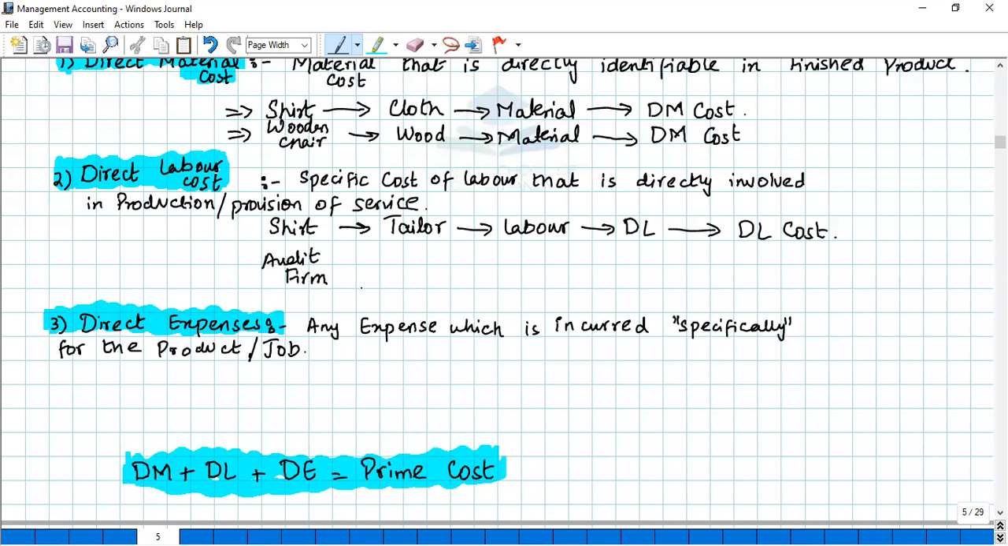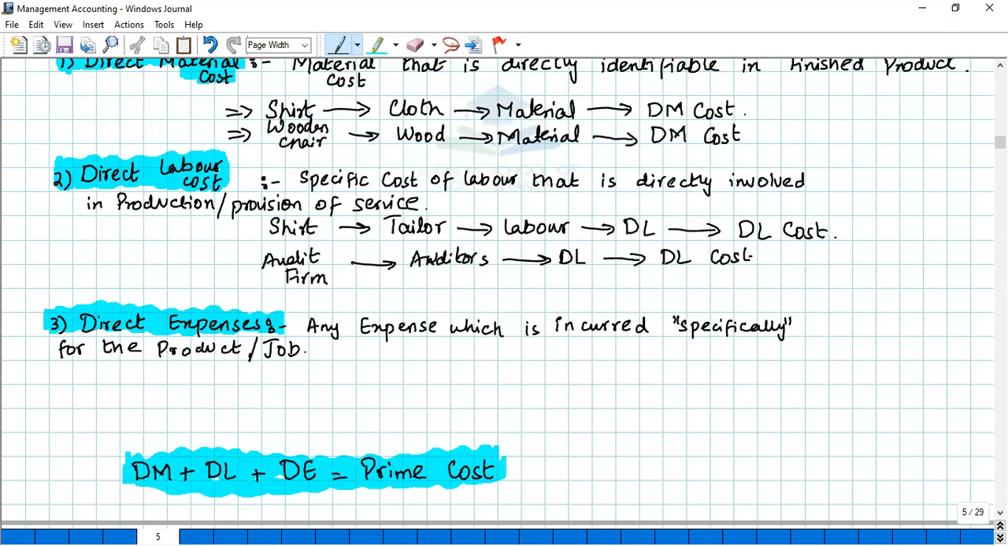Now, who is responsible for doing audit? The auditors team, right? The team of auditors. Auditors in an audit firm will be your direct labor, and the cost of that direct labor will be your direct labor cost. Okay. So if you are a manufacturing organization, then the persons responsible for production will be your direct labor, and their cost will be your direct labor cost. And if you are an audit firm, those who are responsible for providing the audit, the team of auditors, will be your direct labor, and their cost will be your direct labor cost.